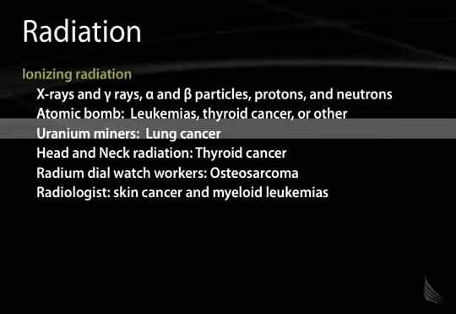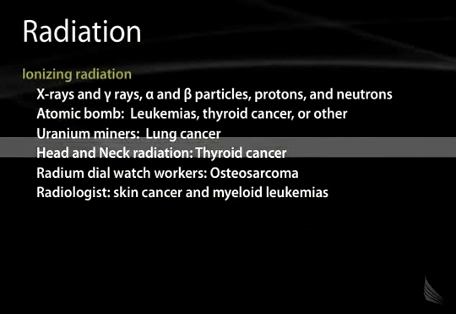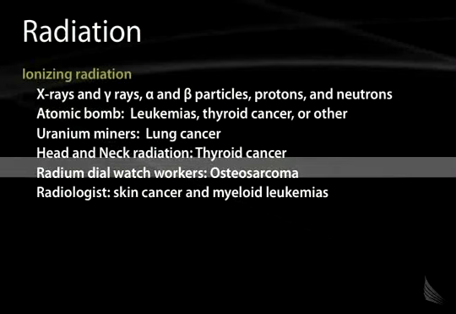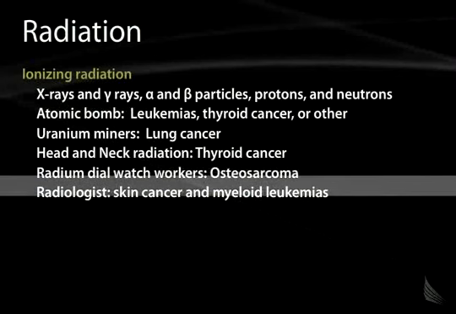People who are treated with radiation for other tumors, such as those people who receive radiation for squamous cell cancers of the head and neck, are prone to the development of secondary tumors, particularly thyroid cancer. Those people who mined and made the radium dials that were used in the early stages of wristwatches that could be viewed at night had a predilection for the development of osteosarcoma. And radiologists, particularly before we understood what were the safe limiting exposure levels for radiation, had an increased development of skin cancer and myeloid leukemias.